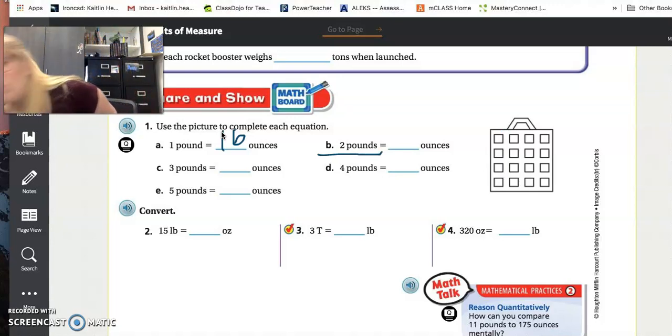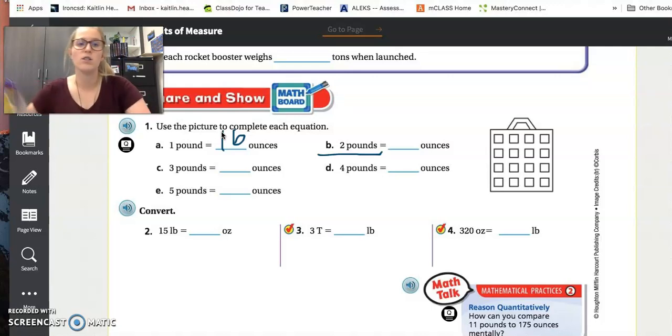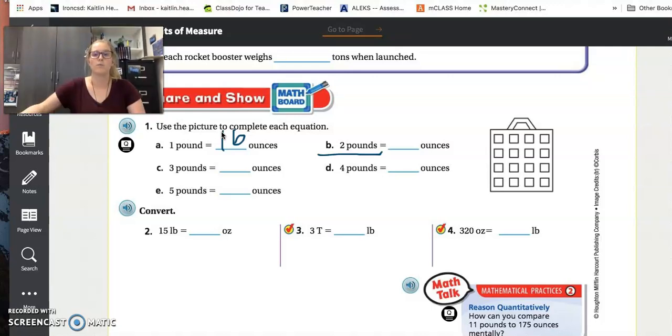equals how many ounces? So I've got to think, am I going large to small? Which direction am I going? Pounds are bigger than ounces, so I am going large to small. So once again, I am going to multiply. Okay, so 2 times 16 equals 32.